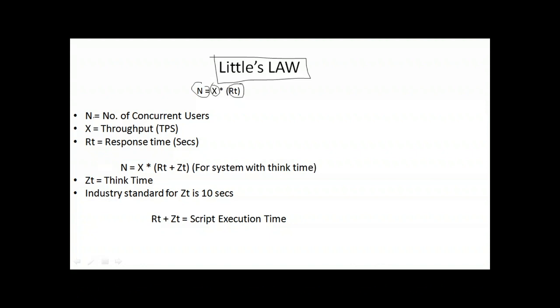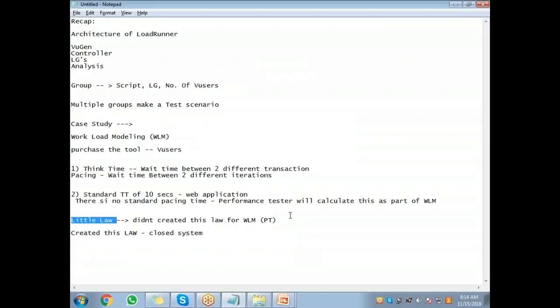What is this formula? N stands for the number of concurrent users which the client will give us. X stands for what? Throughput. Throughput is what? Transactions per second.